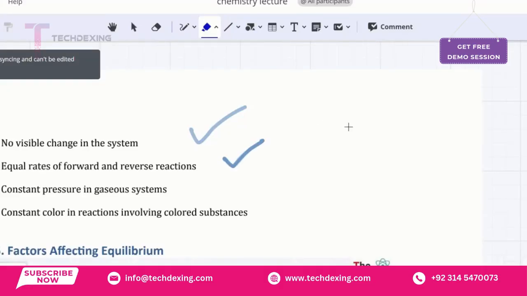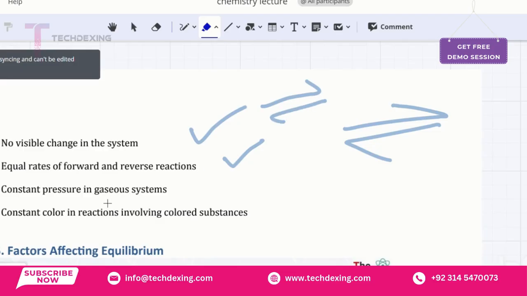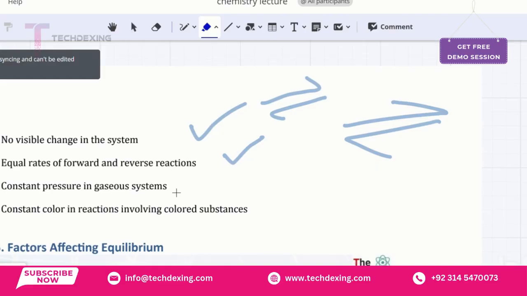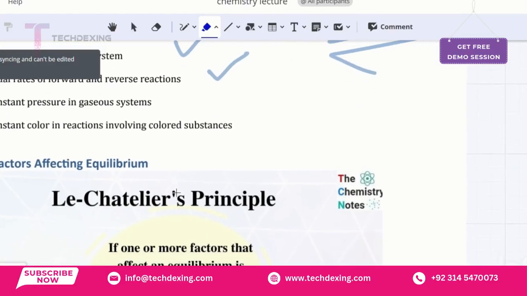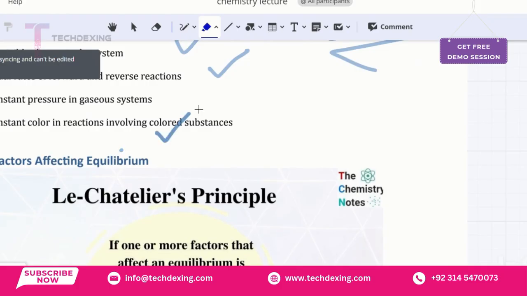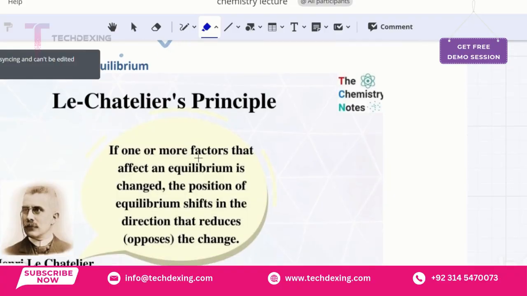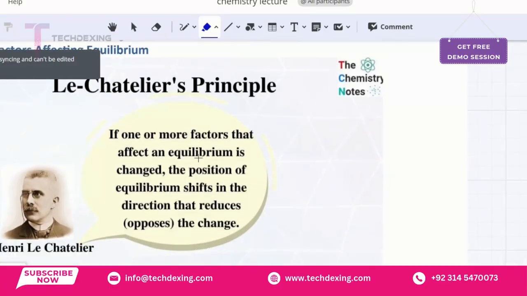Equal rates of the forward and the reverse reaction, like in the speed where the reactants are converting into the products, and again with the same speed products are converting into the reactants. So constant pressure in a gaseous system, if you are talking about the gaseous one, the pressure should remain the same. Color in the reaction should also be there, like there should be colored substances, clear? Then we are talking about the factors that are affecting the equilibrium.